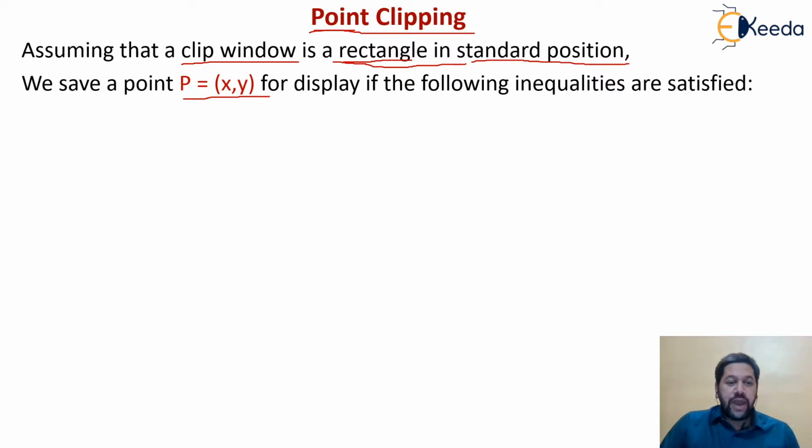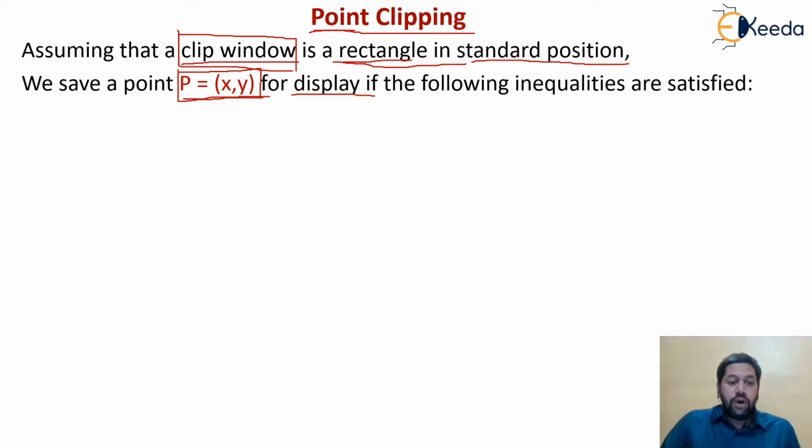Now we have to decide what the point clipping operation does. It will detect whether this point P, which has an x and y coordinate value, has to be displayed or not. The point is displayed if it falls inside the clip window, that is, interior to the clip window. If it is not inside the clipping window, obviously it is not displayed on the screen.